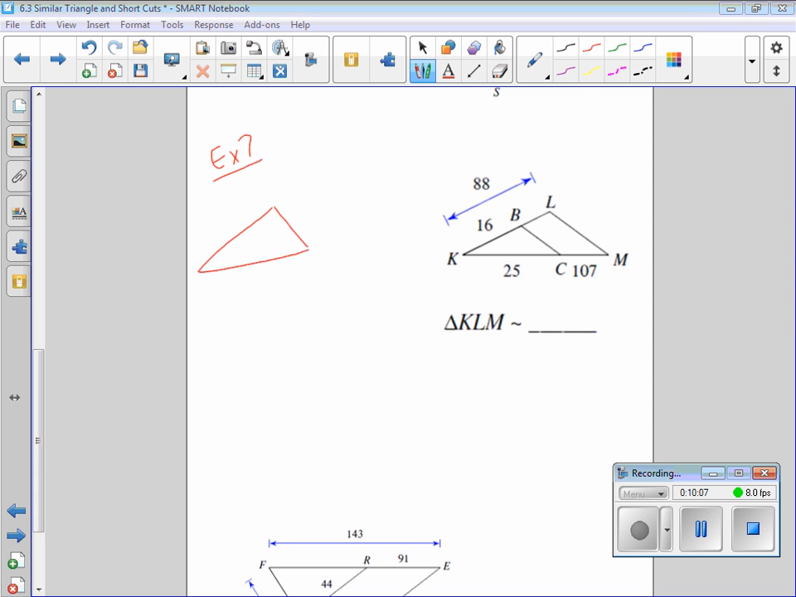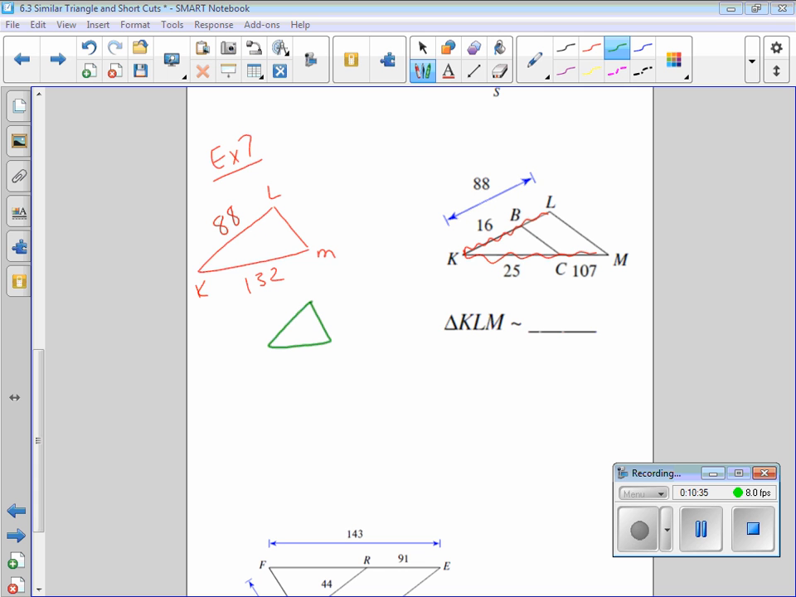So I have the bigger triangle, which is L, M, K, and then has this from K to L. From K to L has a length of 88. And then from K to M, I'm going to have to do some calculations and add those two things together. And I end up getting 132 for that. That's a place where a lot of students make mistakes. They call it either 107 or 25, and that's only part of the triangle.